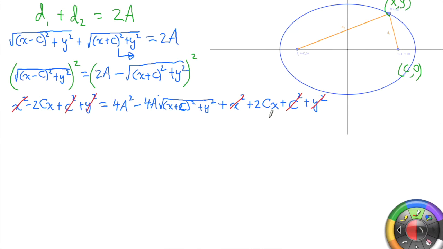Alright, so when I move everything across, we're going to get negative 4cx. When I move the 4a squared over, it'll be negative 4a squared. And we'll get something that looks like this. Negative 4a squared. When we move the 2cx across, we're going to get negative 4cx. Alright, and that's going to equal negative 4a square root of x plus c all squared plus y squared.